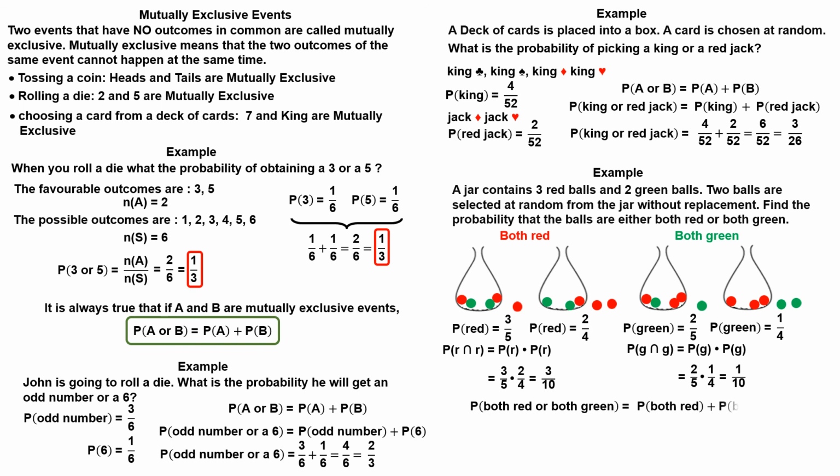The events both red and both green are mutually exclusive because there is no ball red and green at the same time. It's impossible for these events to happen together. The probability both red or both green is probability both red plus probability both green. 2 over 5.